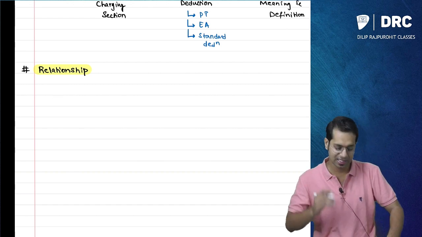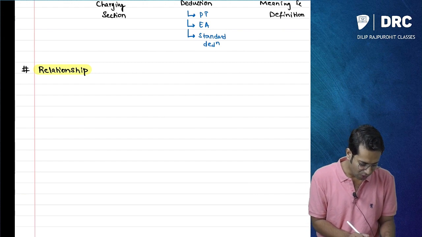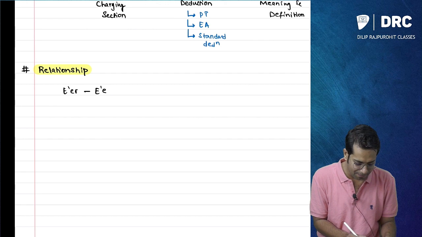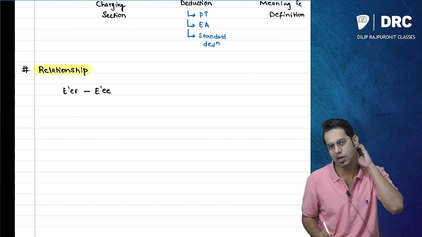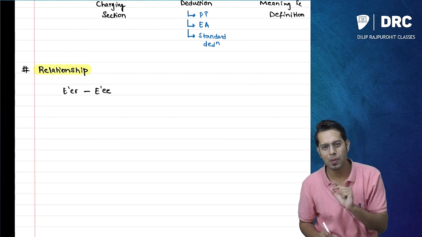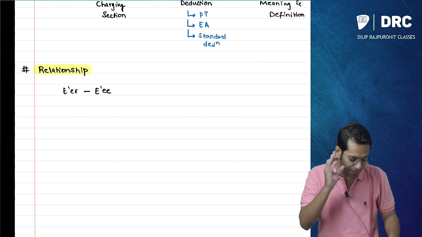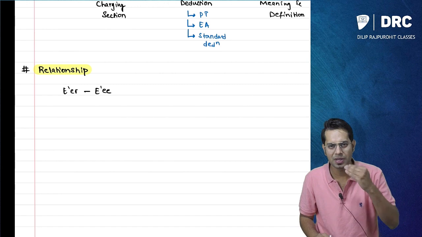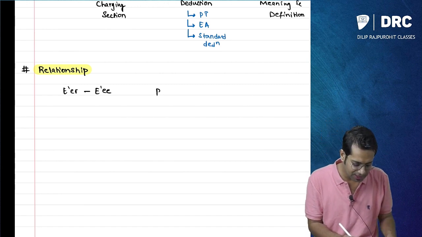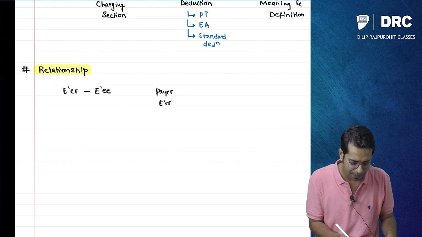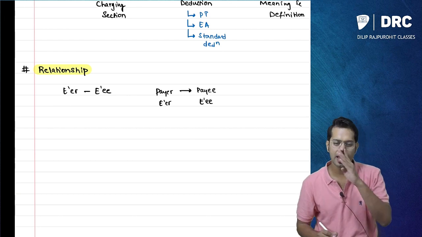This section says there should be a relationship. What relationship, sir? There should be an employer-employee relationship. So one person should be the employer, another person should be the employee. The person who is paying the money, the payer, should be the employer, and the person who is receiving the money, the payee or the recipient, should be what, sir? The recipient should be an employee.